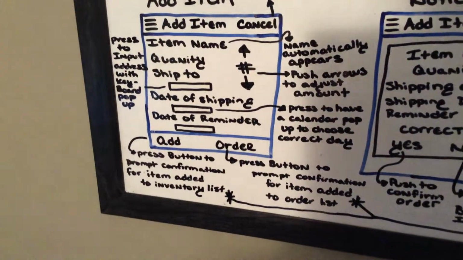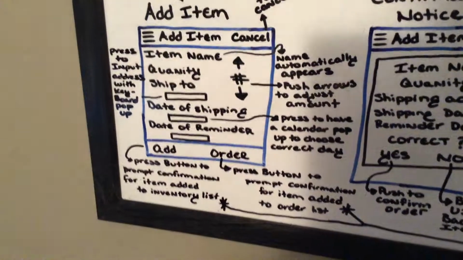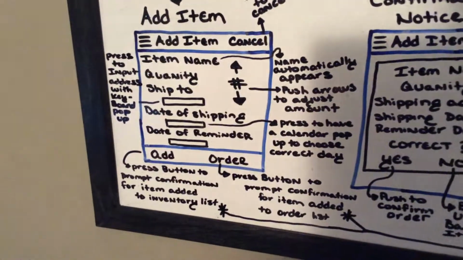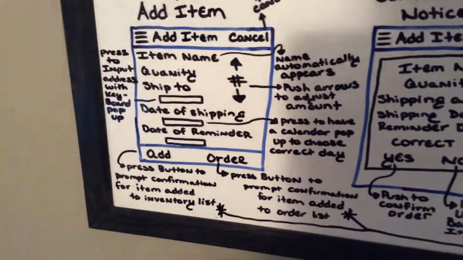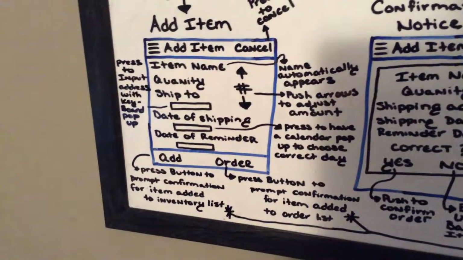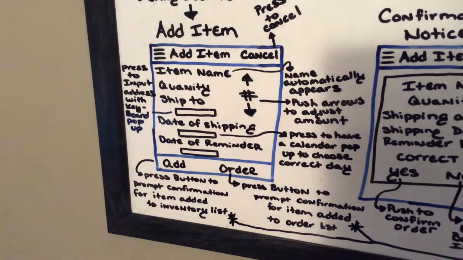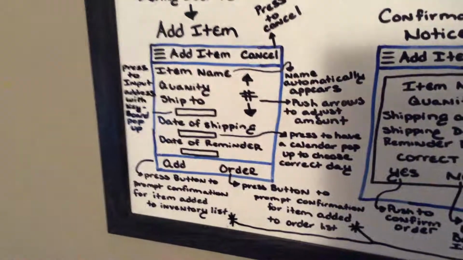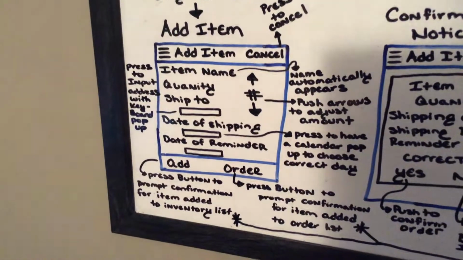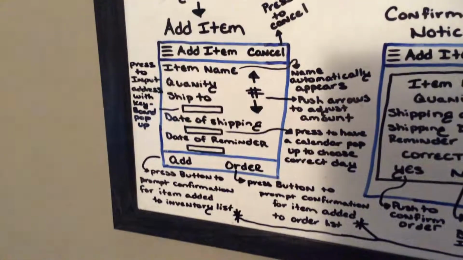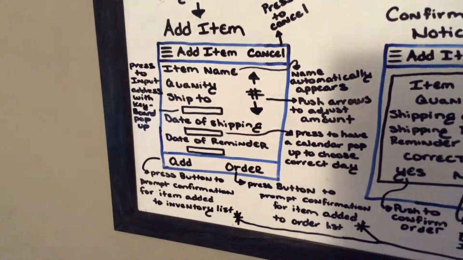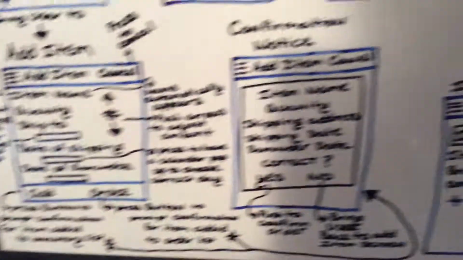Now, the add and order button. The add is a button that you can press to prompt the confirmation for item added to the inventory list. So once I hit that add button after I fill out all of my information, it will prompt you to a confirmation, and this is the confirmation.